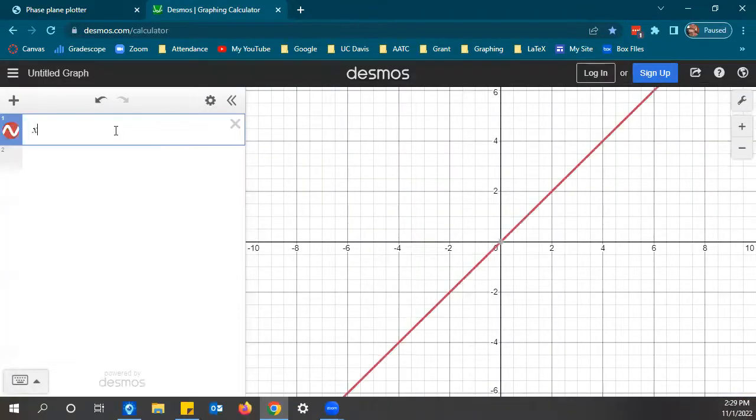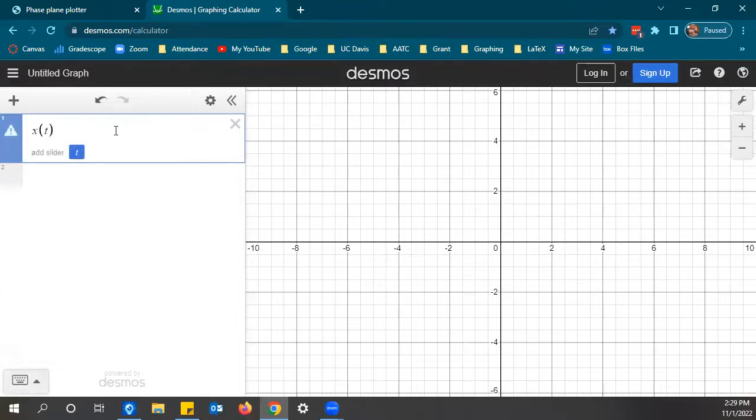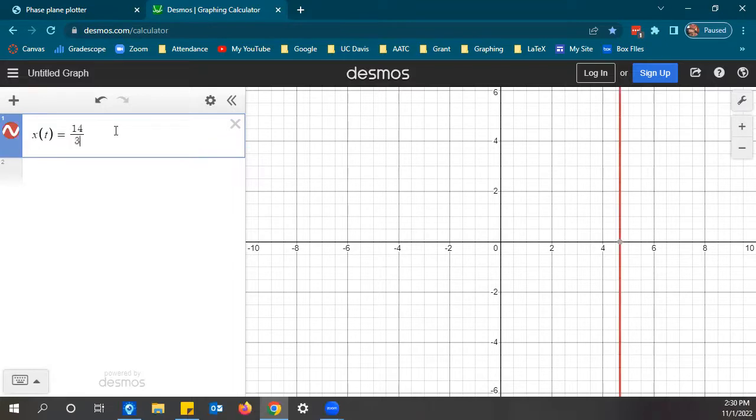So we have, I wonder if I just, sure, x of t, I don't really care. We'll see how this goes. Equals 14 thirds e to the 4t. Do you care if I use t? You do not care. Great. Plus 4 thirds e to the negative 2t.